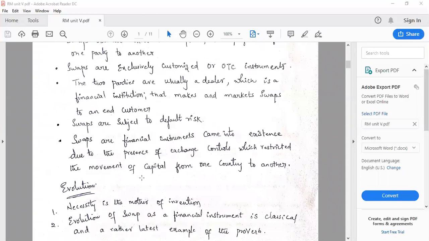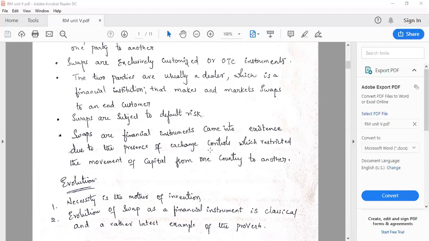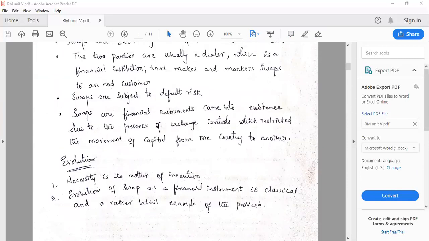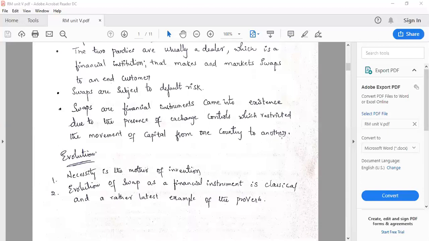Suppose, to whichever country we are moving the capital, we have to see. For example, to the US, if you want to move your capital, you will see which subsidiary exists in that country, and based on the subsidiary, you move your capital. At the same time, if the US wants to move capital to India, the US will check where it has a subsidiary of an Indian company. Like that, movement of capital would become easier. So that is the main reason for swaps to come into existence, in order to overcome the restriction on movement of capital.